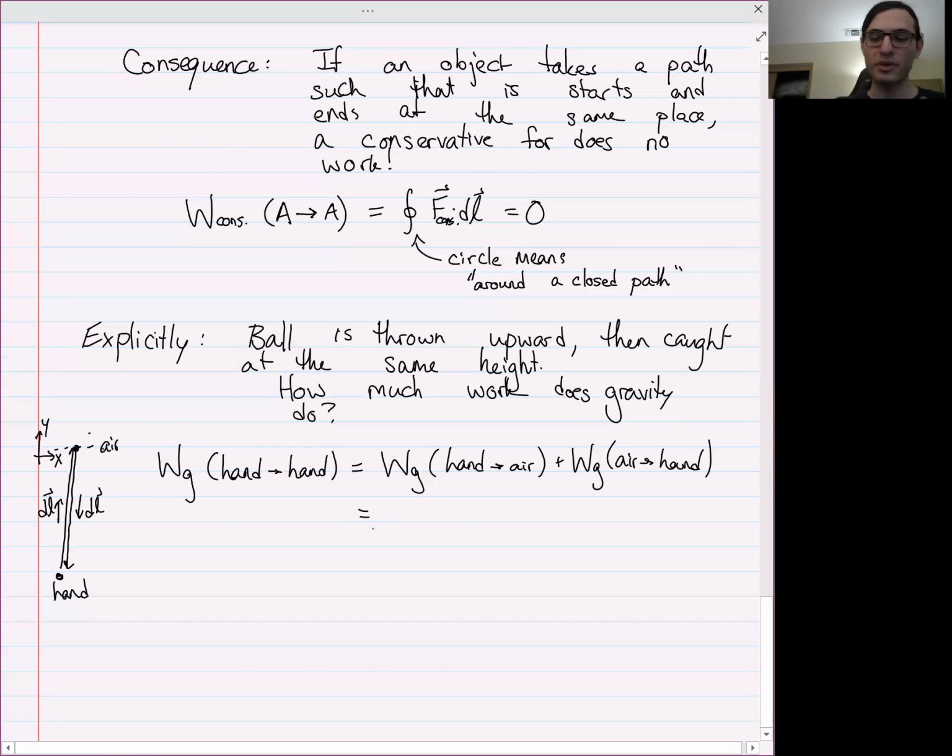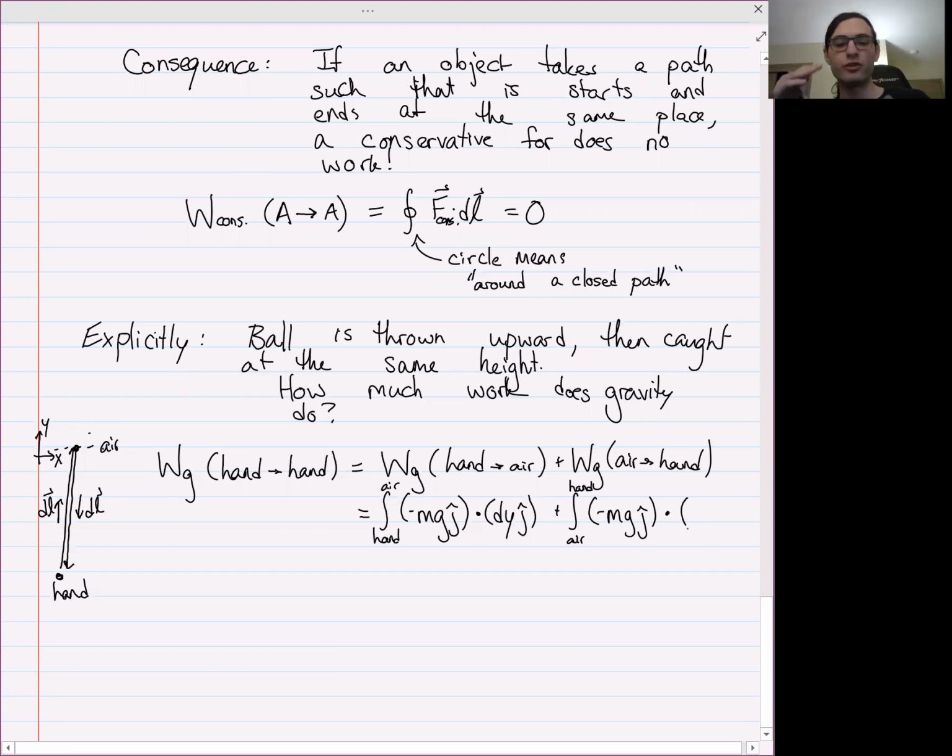So this is an integral from position hand to position air of minus mg j hat, because that's the force of gravity on the object, dotted into the path that it is going, which is dy j hat. So it's going upwards, so the length of its path is dy, and it's traveling in the plus j hat direction. Then we add to this the integral from air to hand, and it's minus mg j hat because the force is still the same. And now as the ball falls from the air to the hand, the path it's taking is in the negative j hat direction. So this would be minus dy j hat.